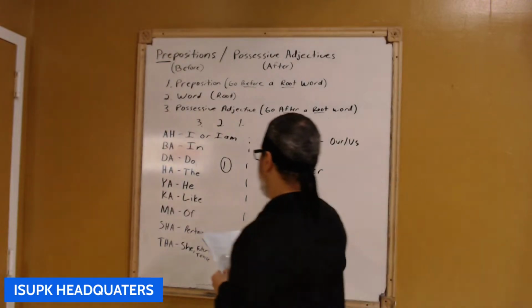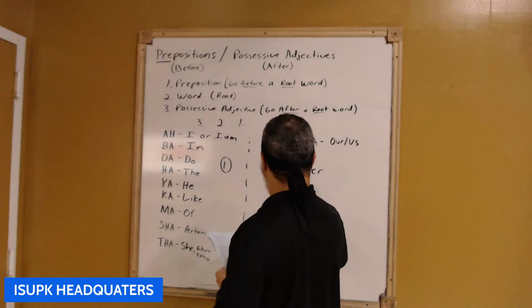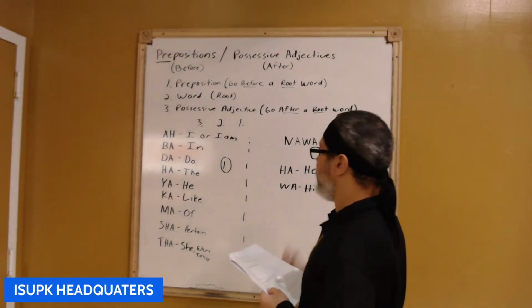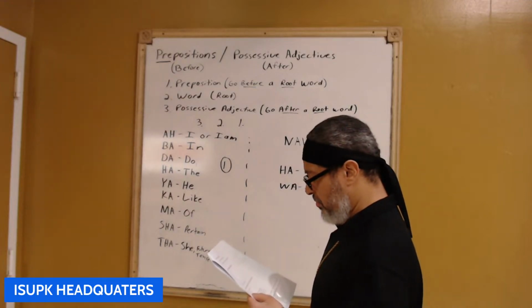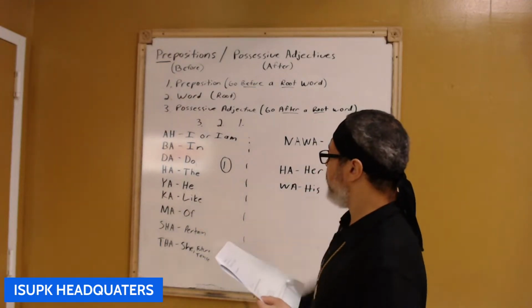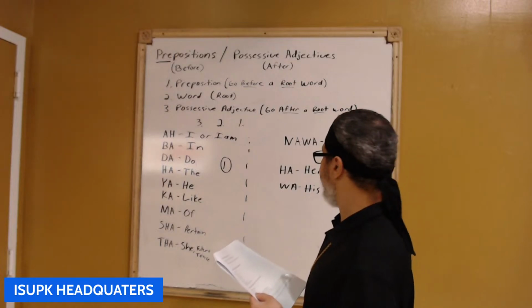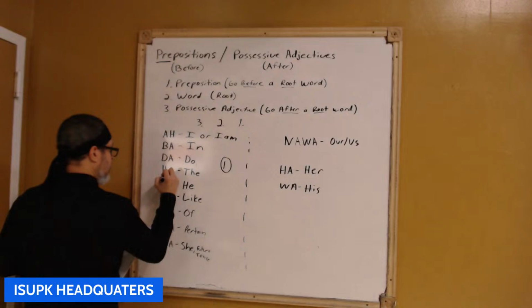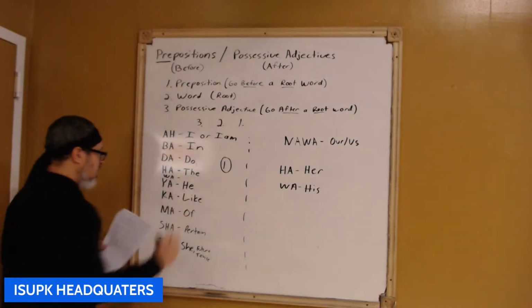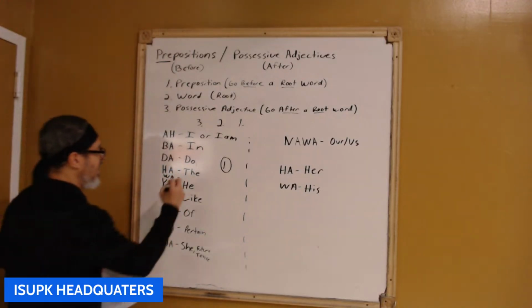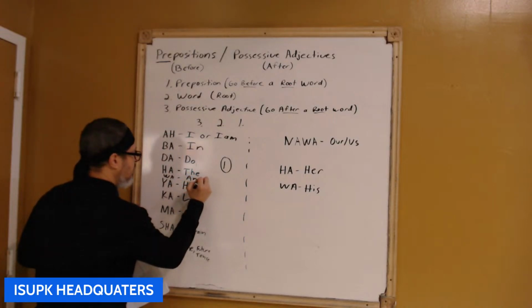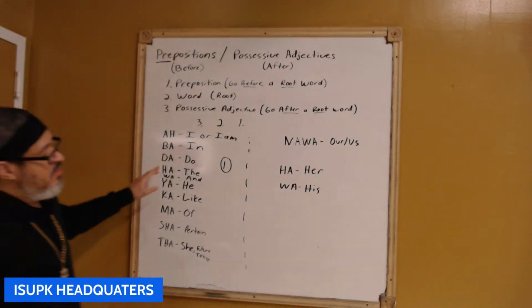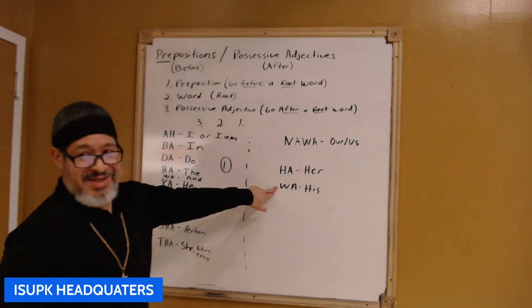We have a wa. And that's his. I forgot the wa over here. Let me add the wa here too. Ha, wa. And the wa over here is actually "and." So if you see the wa in the beginning, it's actually "and." And if you see it at the end of the word, it's "his."